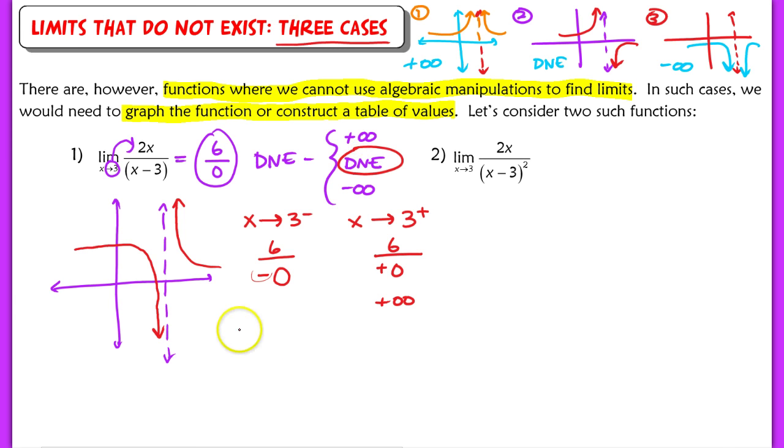So here's how I'll write my final answer. The limit as x approaches 3 of our rational function 2x over x minus 3 does not exist. Okay? All right, now let's look at number 2, which is very similar to number 1.